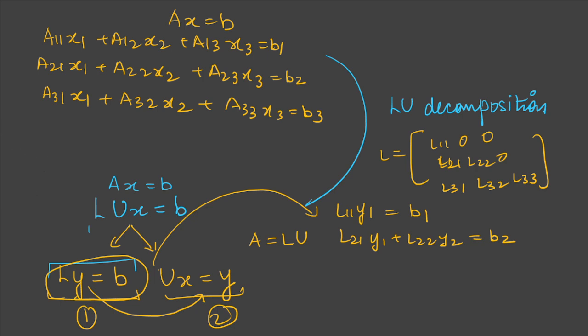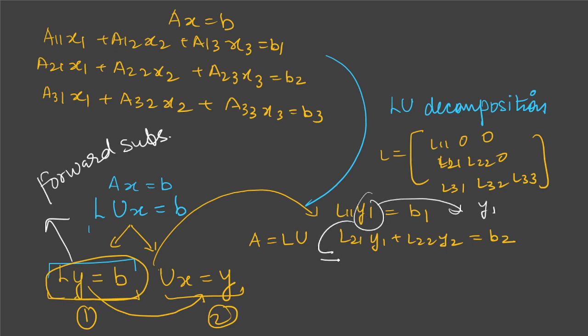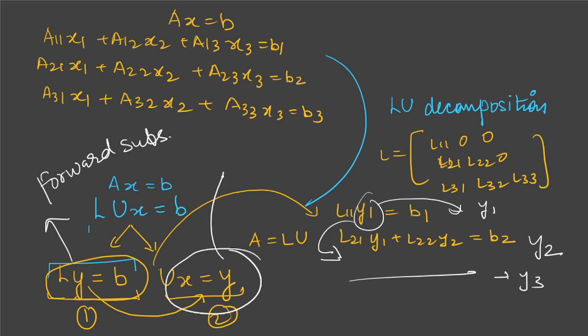In this LU decomposition, Ly equals B uses forward substitution, because from here you got your Y1 and then went in this direction. From here you get Y2 and then Y3. And finally Ux equals Y uses back substitution. All this is the direct method, because you are converting your original equations into equivalent equations that have the same solution as the original equations. This is the logic behind everything.